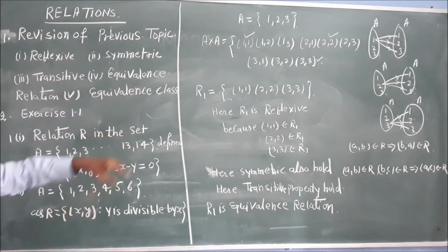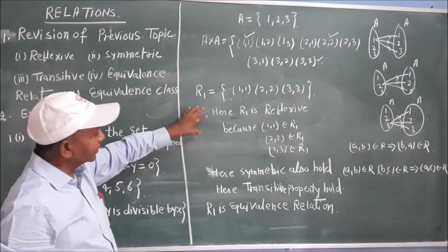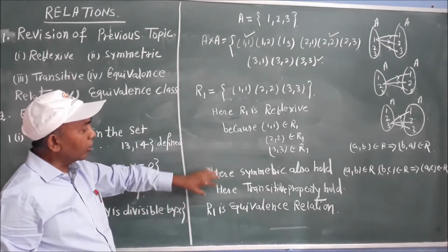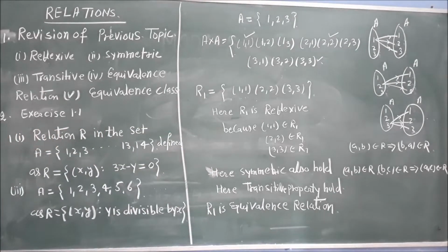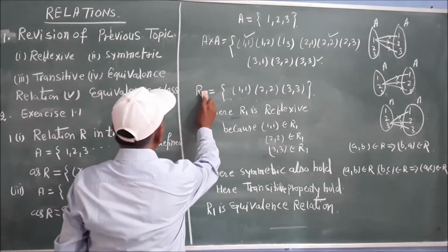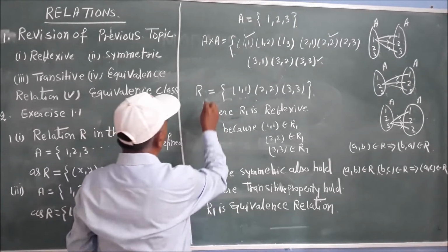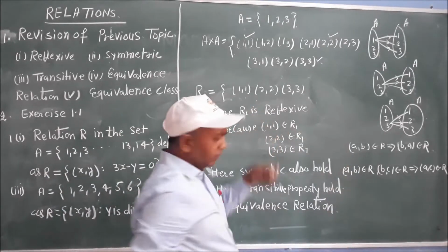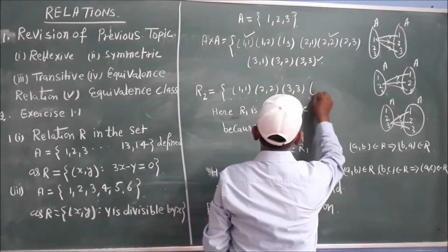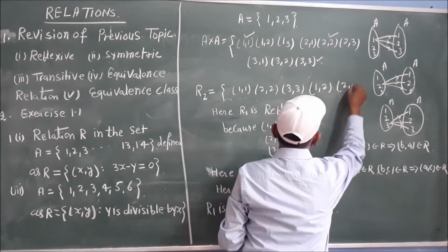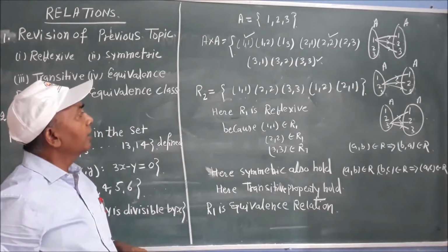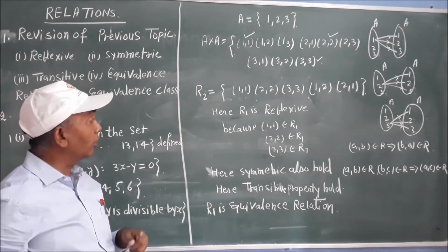So I have shown that if we prepare a relation, we can check whether the given relation holds the reflexive, symmetric or transitive property or not. After that, I am going to prepare another example. See here, I am preparing another example. Here is R2. And if we add two elements here, (1,1), (2,2), (3,3), (1,2) and (2,1), again we are going to find whether the reflexive, symmetric or transitive property holds or not.